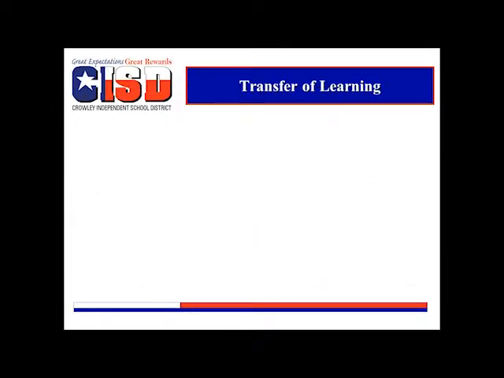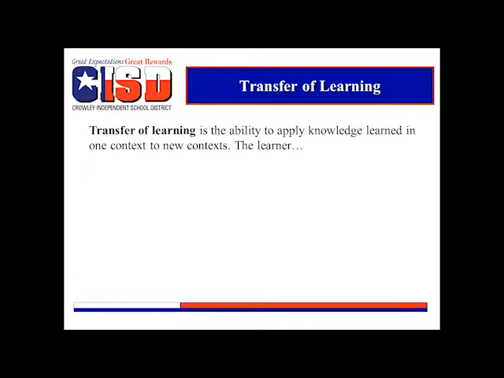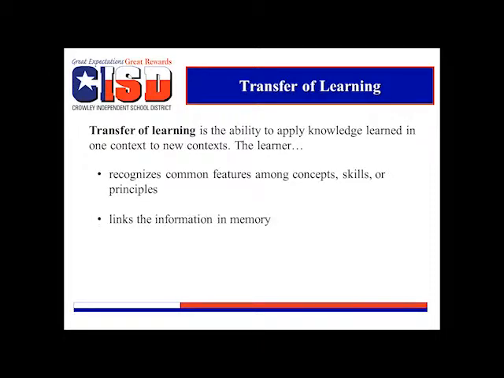Before we begin to plan for instruction, let's discuss the ability of students to transfer learning, which corresponds to question 2 of our leading questions. Transfer of learning is the ability to apply knowledge learned in one context to a new context. Transferring learning means the learner recognizes common features among concepts, skills, or principles, and links the information in memory.